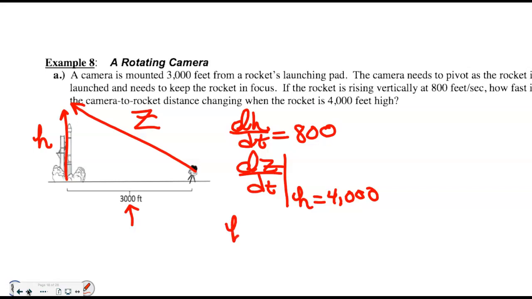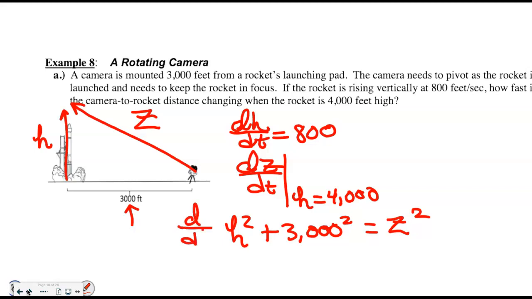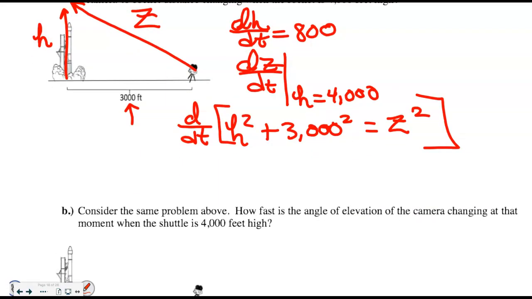We would say h squared plus our 3,000 squared is equal to our z squared. Take its derivative. And I'm just going to not split it. I'm just going to go d dt, and I'm going to bracket this in, indicating do it to both sides. So then I can save some writing. I think we're ready to start condensing our steps a little bit.